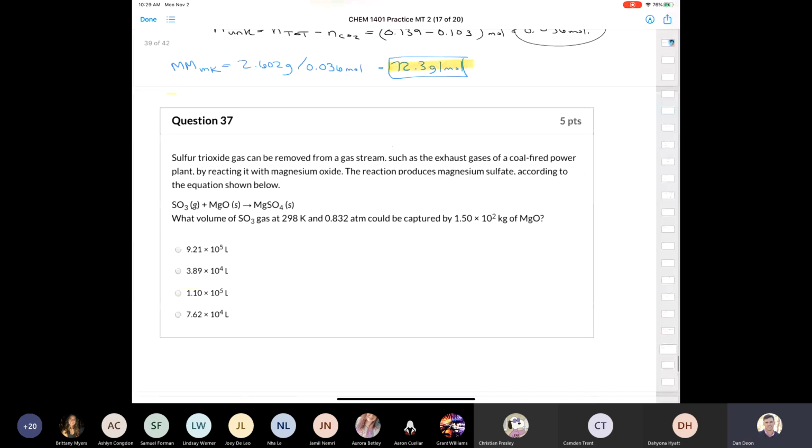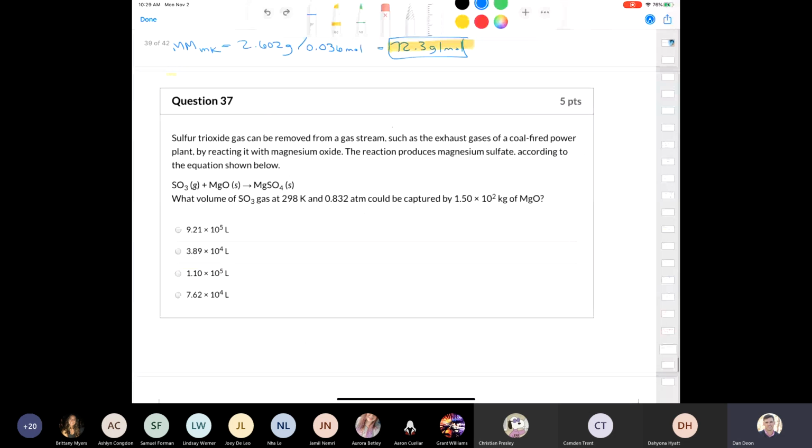Let's move on to question 37. It says here that sulfur trioxide can be removed from a gas stream, such as the exhaust gases of a coal-fired power plant, by reacting it with magnesium oxide. The reaction produces magnesium sulfate according to the reaction below.